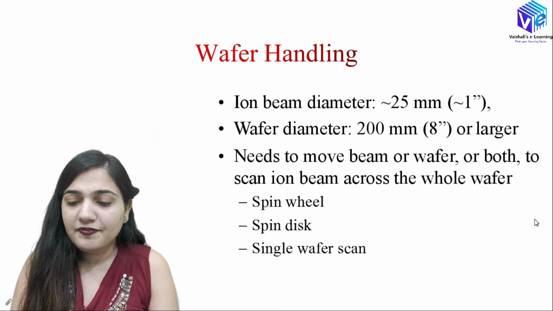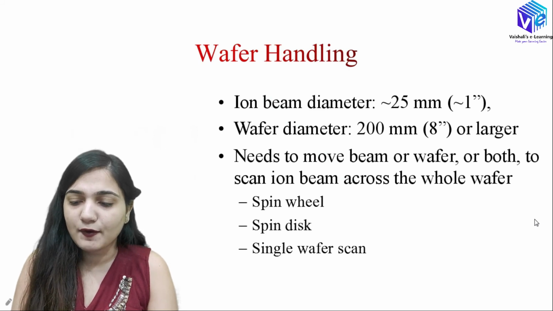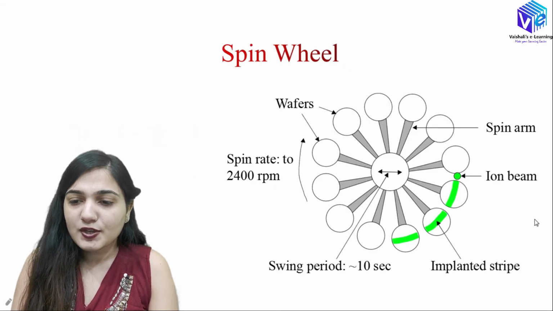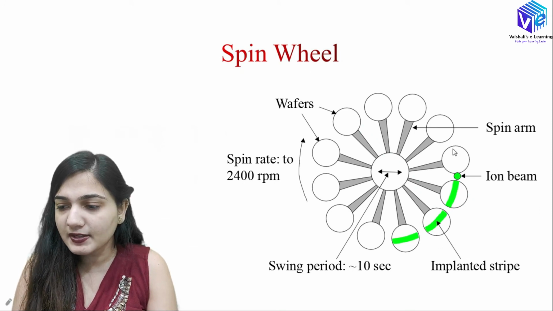So now if I can do the spinning of the wheel, I can do the spinning of the disc, I can use the single wafer scan also. So all of them can be used. So you can see this is the spin wheel system. Here I am spinning the wheel.